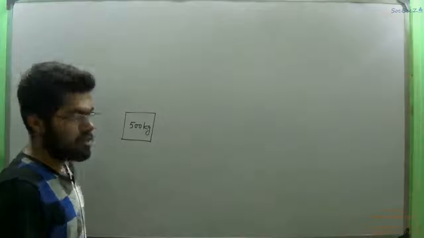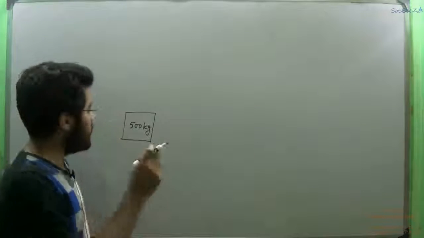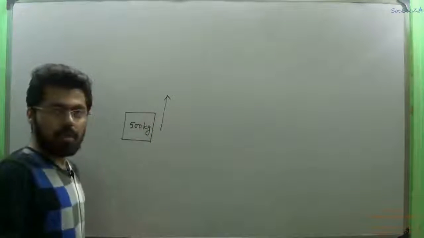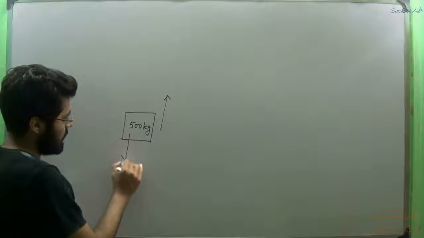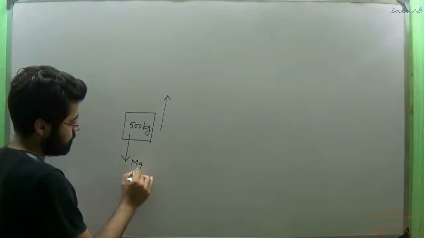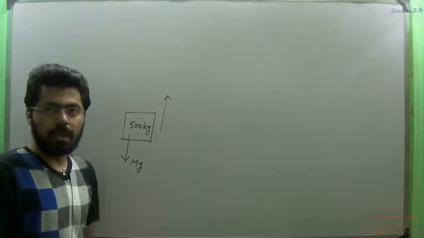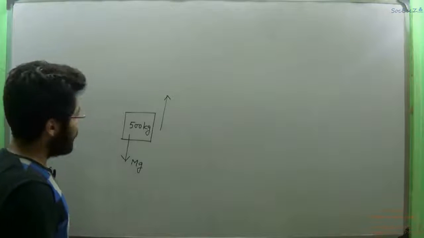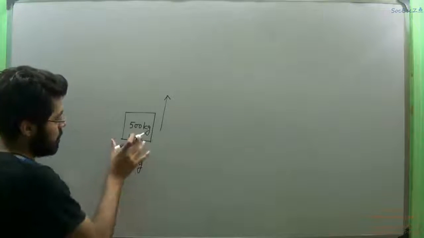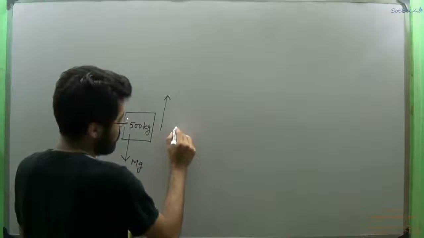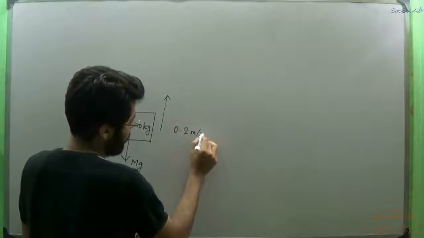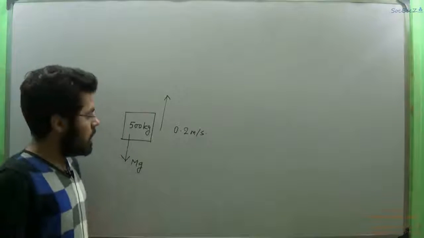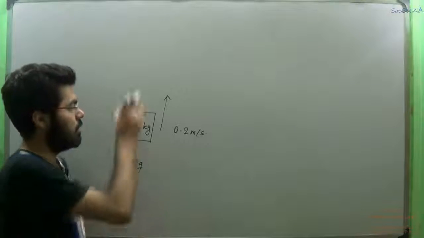Now if this block is to be lifted up, then the external force applied should be in this direction, because there is always gravity acting on it in the downward direction. So if you want to lift something up, you have to apply a force against gravity. If the question says that you have to lift a block at a speed of say 0.2 meter per second, at this constant speed, then how much power do you need to apply to lift the block up?